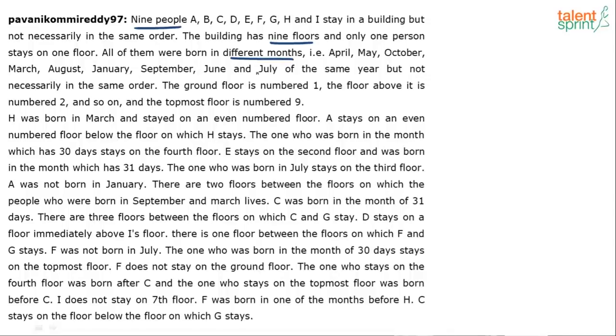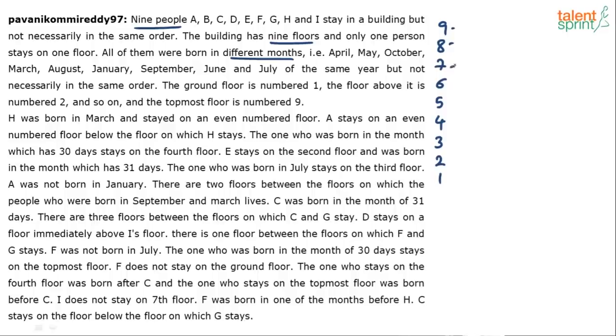A lot of clues are given here. H was born in March and stayed on an even numbered floor. A stays on an even numbered floor below the floor on which H stays, and so on. So what do we do? Let me first list down the floors here, from the 9th floor to the bottommost floor. So let's say 9, 8, 7, 6, 5, 4, 3, 2, 1.